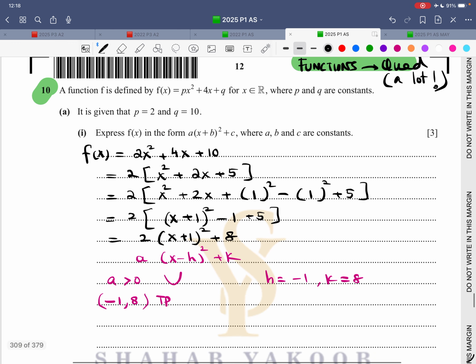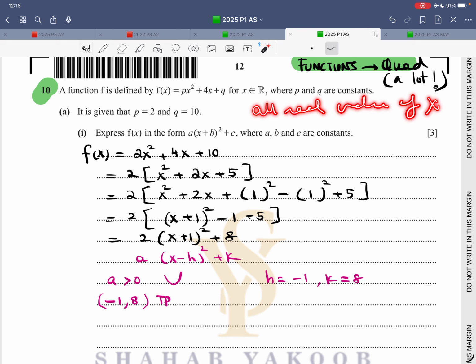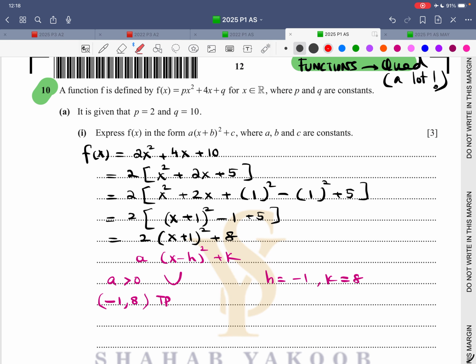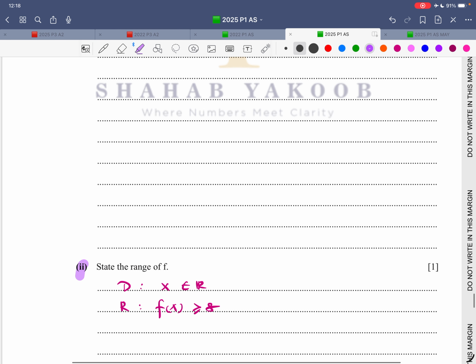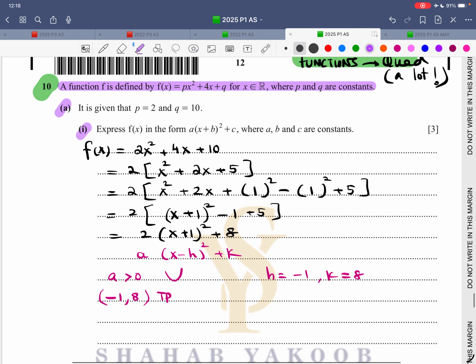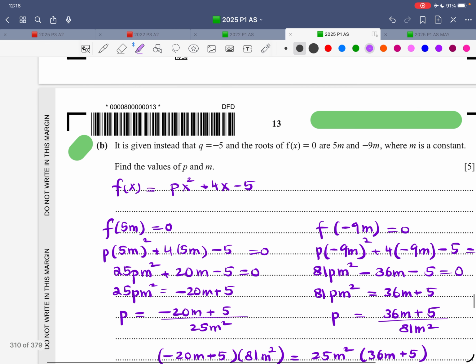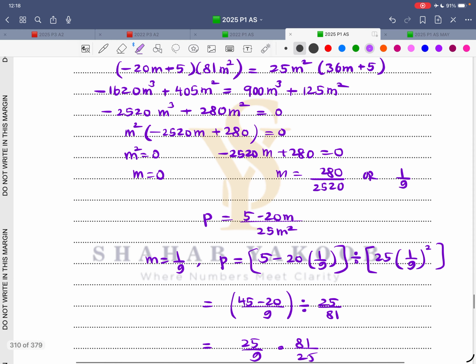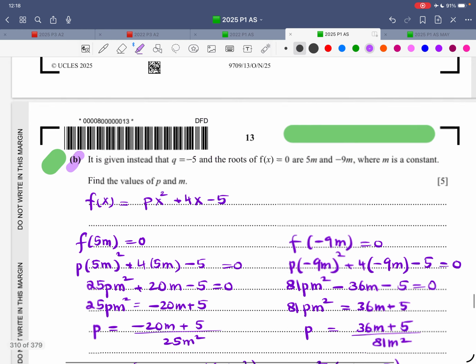So now what does it say? It says a function f is defined by such and such. X is an element of real numbers. That means all real values of x. The first part. Now this statement is true for everything. So let me highlight it. This whole thing is true for part A. It's true for A part 1, A part 2. It's true for part B. Of course, the values would change. So that's how this thing is there.